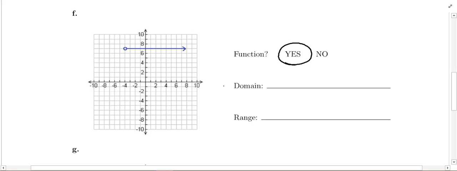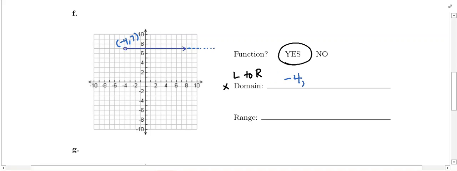All right, let's move on to the domain. We're going to write down the x values covered by this graph, and we're going to work from left to right. We're going to first locate the leftmost point on the graph. That's going to be this open circle that has coordinates (-4, 7). And we need to write down the x coordinate of this point. So that's going to be -4.